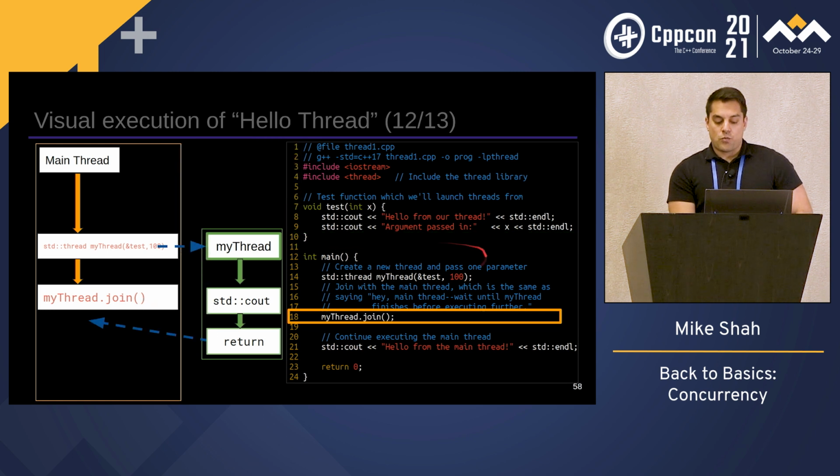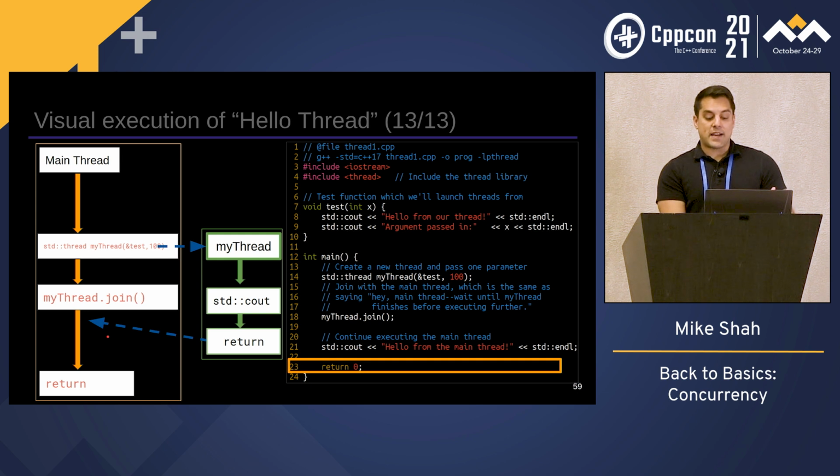Now at this point, we're rejoining with our thread when we terminate. So some signal is being sent here. And then we can continue executing down through line 21, hello from the main thread, and finish our program.